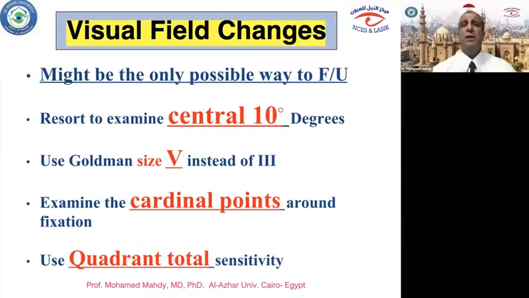If we are going to use the visual field, what kind of visual field are you going to use? It might be the only possible way to follow up such kinds of patients, in addition to the clinical symptoms of the patient. We have to resort to central 10 degrees visual field examination, use Goldmann size 5 instead of 3, to clarify the defect, examine the cardinal points around fixation, and or use the quadrant total sensitivity. And we'll come to it.